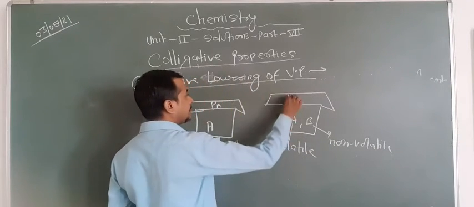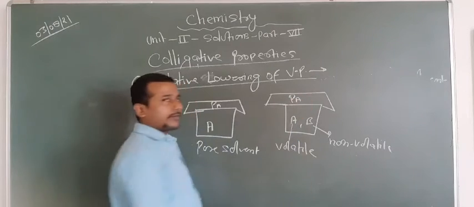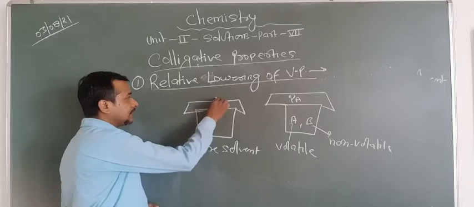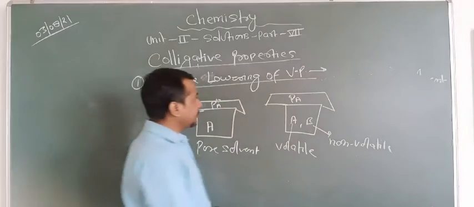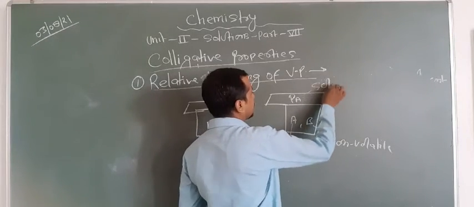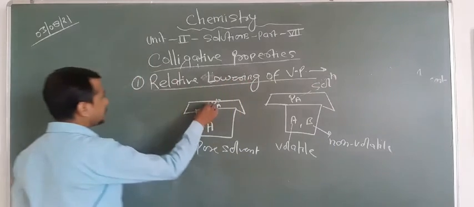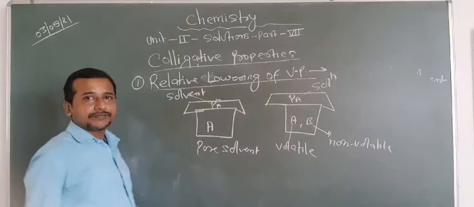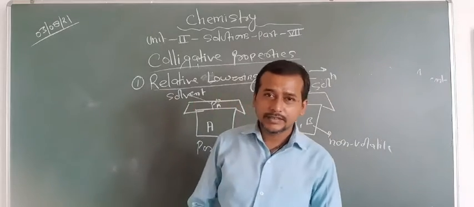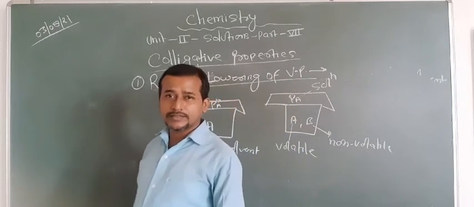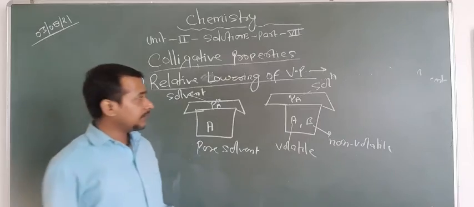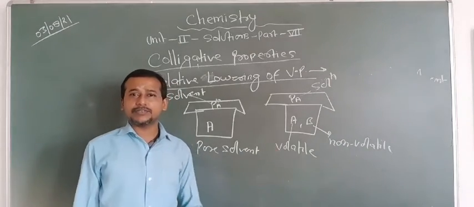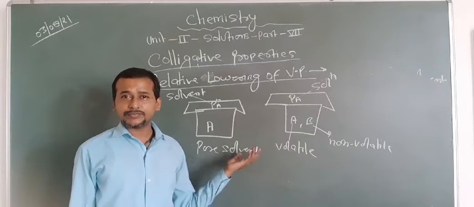So now what happens here? Again only PA is from the vapor, but this is basically P0A, and this is the vapor pressure of solution. So this is solution vapor pressure and this is solvent vapor pressure. Are you getting this point or not? When we add a non-volatile solute in the pure solvent to form a solution, in that condition the vapor pressure of solution is less than that of the pure solvent.